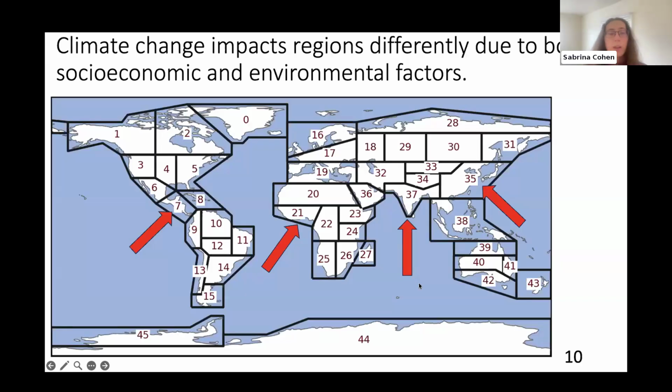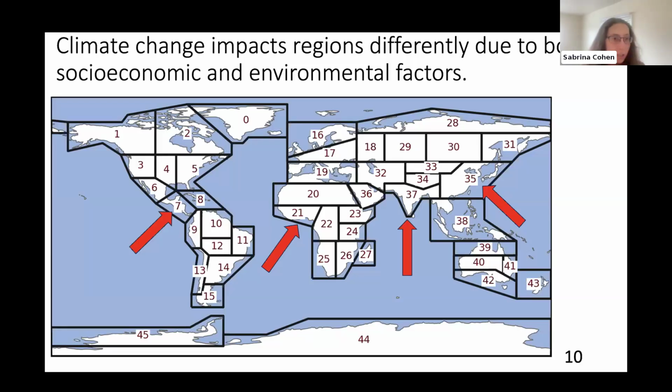All right, so next big idea. Climate change impacts regions differently due to both socioeconomic and environmental factors. Obviously, the impacts of climate change are different based on the region. Some regions will experience drought, some will experience flood, etc. So the environmental impacts are different. But in addition, it's also really important to consider the socioeconomic component, because if two regions experience the same climate change impacts, but one region is much less socioeconomically equipped to handle those impacts, then that's very important to consider.